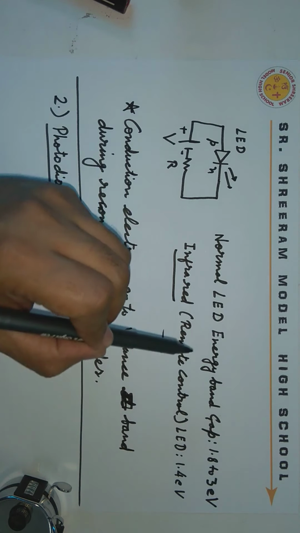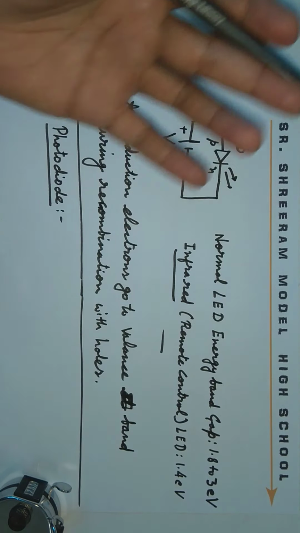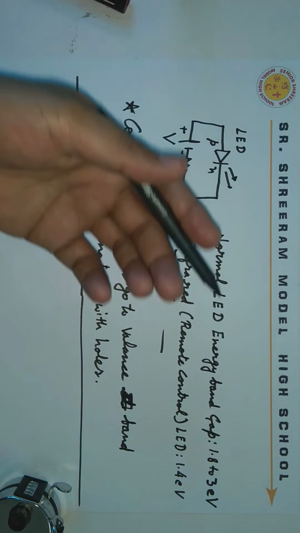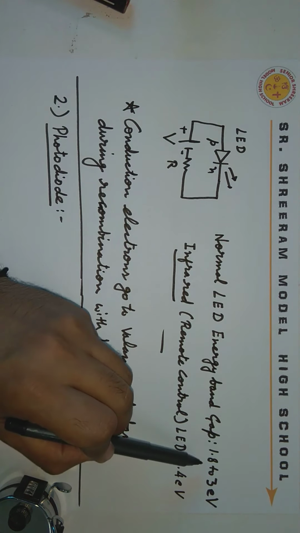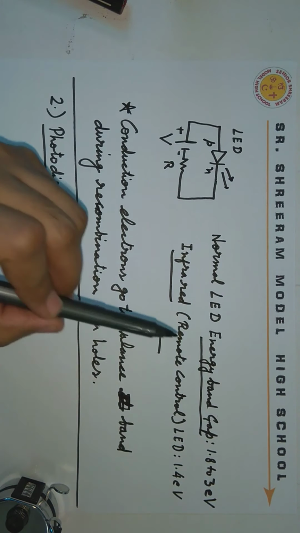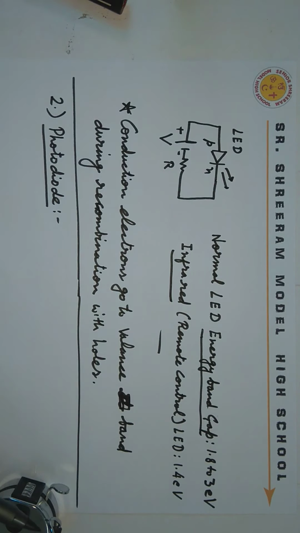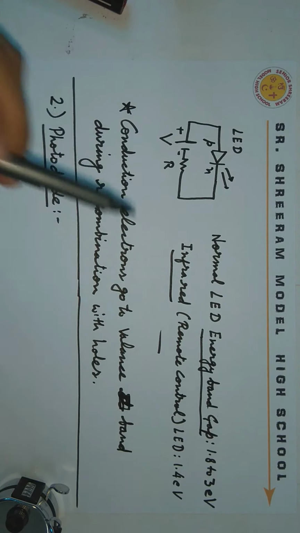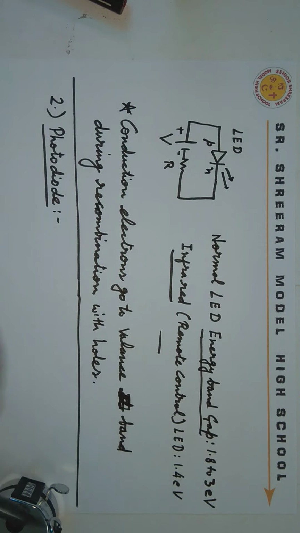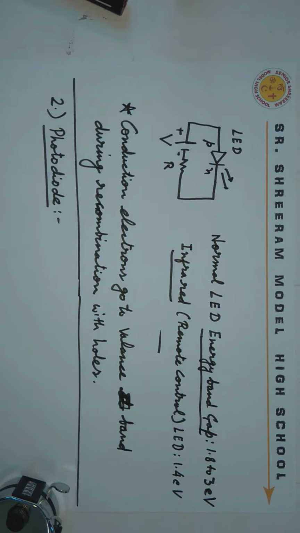So for a normal LED, the energy band gap of the material we use for making this junction diode in the LED must be 1.8 electron volt to 3 electron volt. This is very important. You must note this. The energy band gap for a normal LED should be 1.8 electron volt to 3 electron volt. But if we want to make an LED for a remote control, then the energy band gap should be 1.4 electron volt. Lower the energy means it shifts from visible light to infrared.